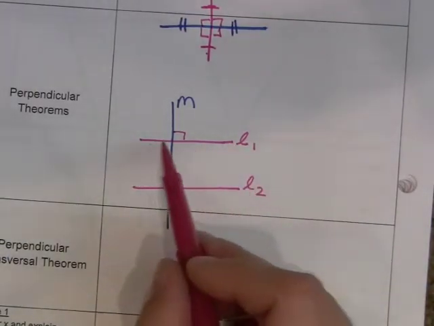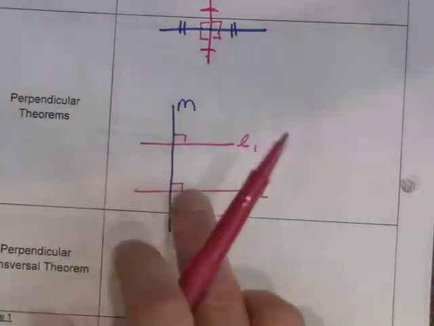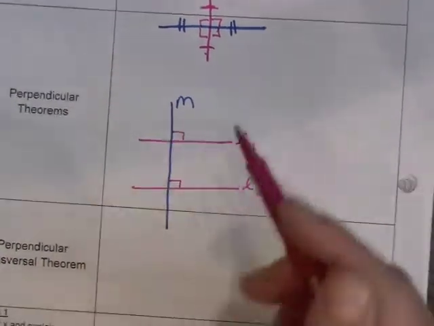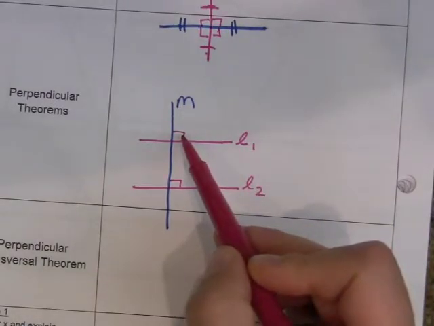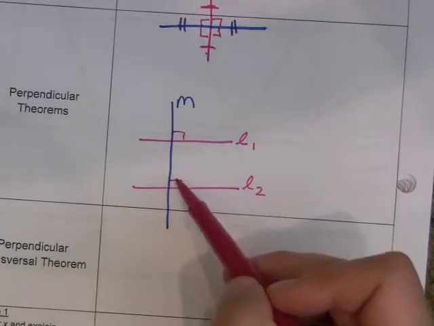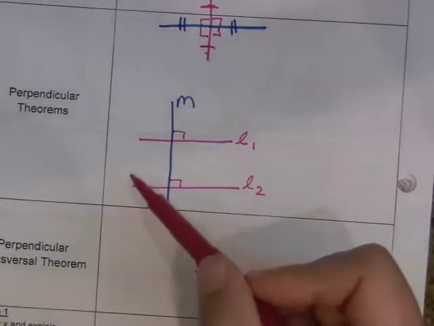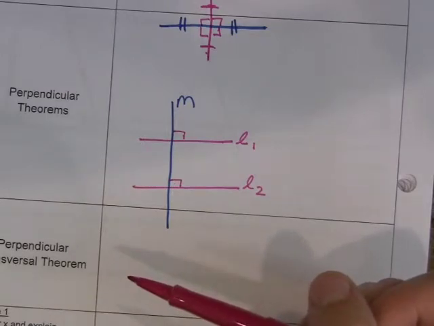Well, you should be able to know. If you pretend line M wasn't even there, what is the case about these lines? They look like they're never touching, and they aren't. They're parallel lines. The reason they're parallel is because these corresponding angles, which are both the same measure, 90 degrees, because they're perpendicular, would make them parallel. That's what the perpendicular transversal theorem states.